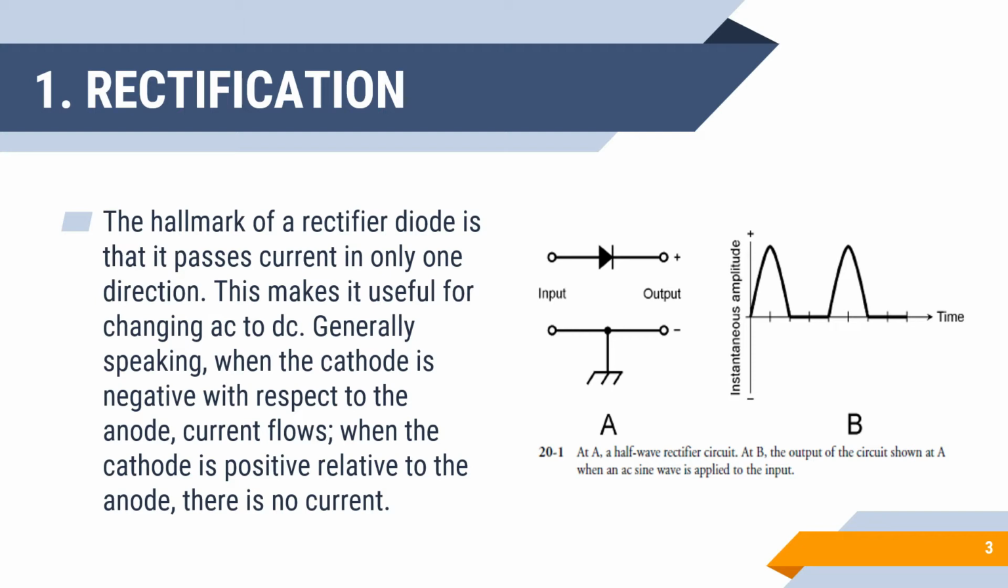Mag-move on naman tayo sa drawing A, sa figure na nasa slide. It shows a graph of the output of the circuit at A. Remember that electrons flow from negative to positive, against the arrow of the diode symbol. The circuit and wave diagram of the figure show a half-wave rectifier circuit. This is the simplest possible rectifier.